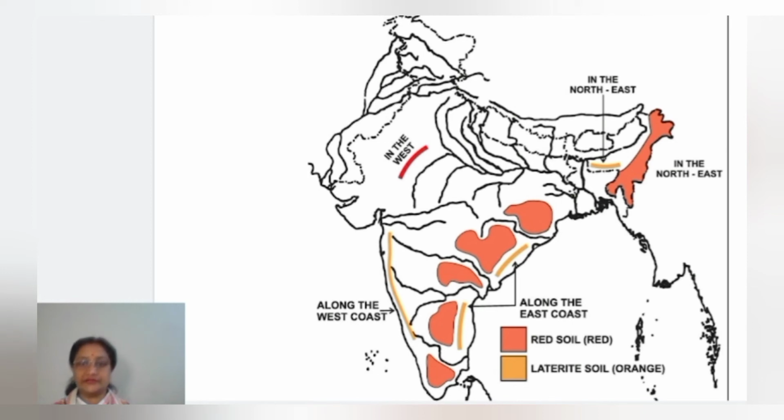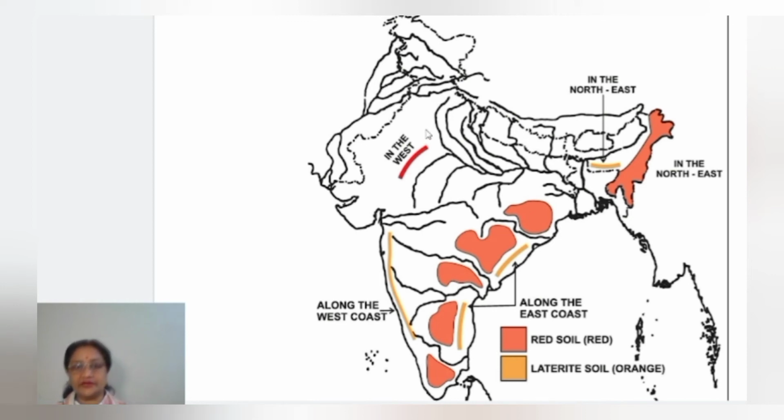Now you can see here, children, whenever the question comes to mark an area with red soil in the northeast, only in the northeast, then you have to mark this side. When it comes to marking the west side, you have to mark this way. Southern side, along the coastal area. So in this manner, the question comes in different ways.